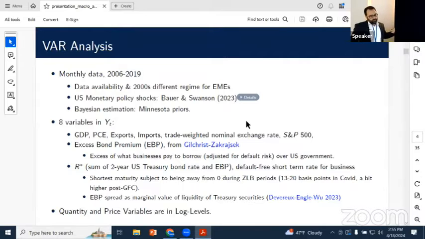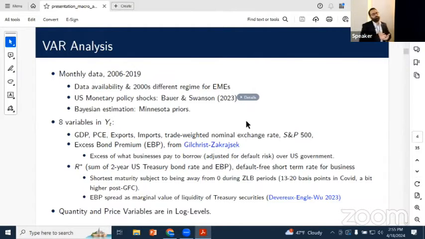We are going to use exogenously identified US monetary policy shocks. We are going to borrow them from Bauer and Swanson. And we are going to use a Bayesian VAR with Minnesota priors. For the US, we are going to use standard variables: GDP, PCE, exports, imports, nominal exchange rate. Excess bond premium is going to be important. And for the US interest rate, we are going to use the 2-year treasury rate. This is also standard.